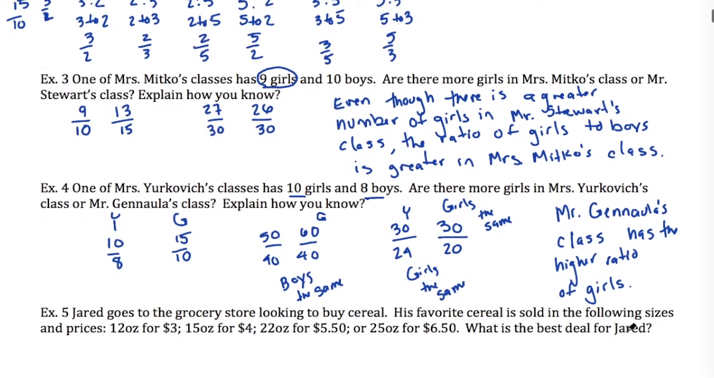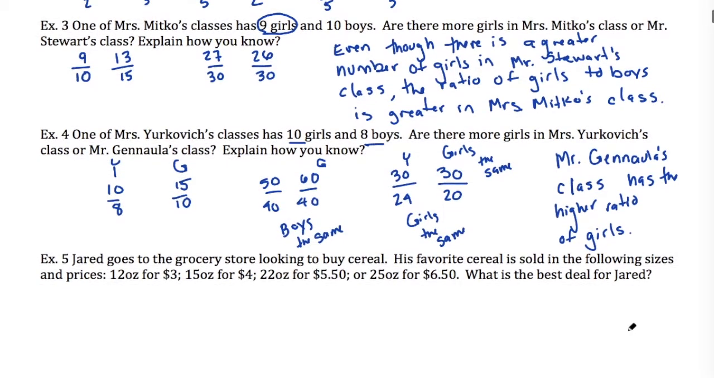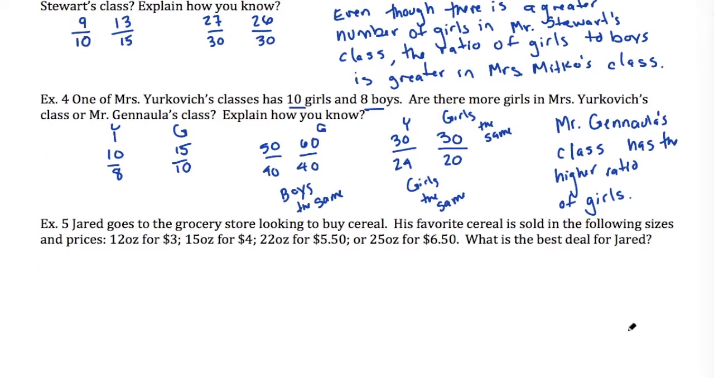Great. Okay, now, that strategy where we made the boys the same or the girls the same worked great when we had two ratios that we were comparing. But let's look at the following example.